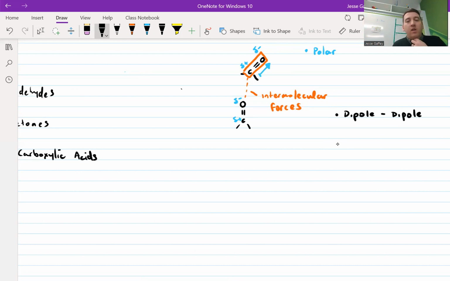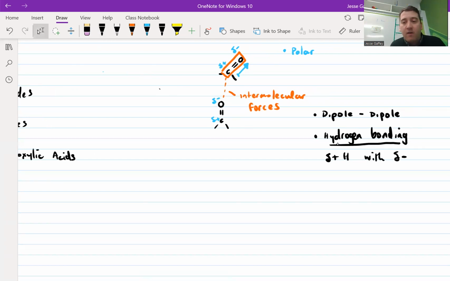Now, the reason why this is not hydrogen bonding is because hydrogen bonding has a very specific meaning. It's a very specific type of dipole-dipole force where we're interacting a delta positive hydrogen with a delta negative N, O, or F. Now, in this case, we do have a delta negative O, but it's not being attracted to a delta positive H. It's being attracted to a delta positive C. So this here is not hydrogen bonding.